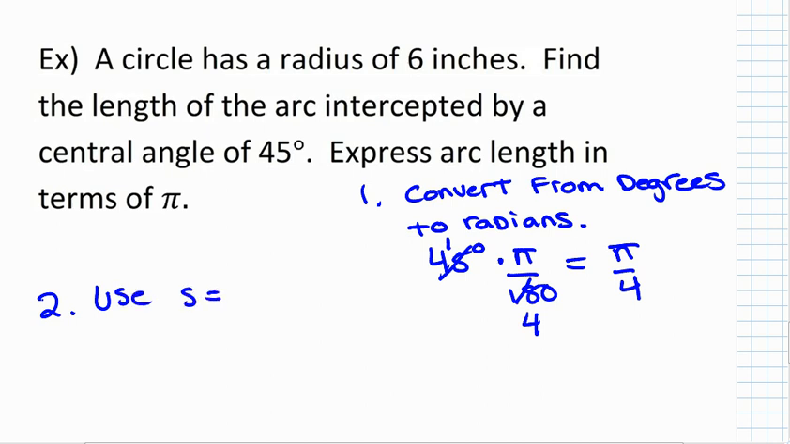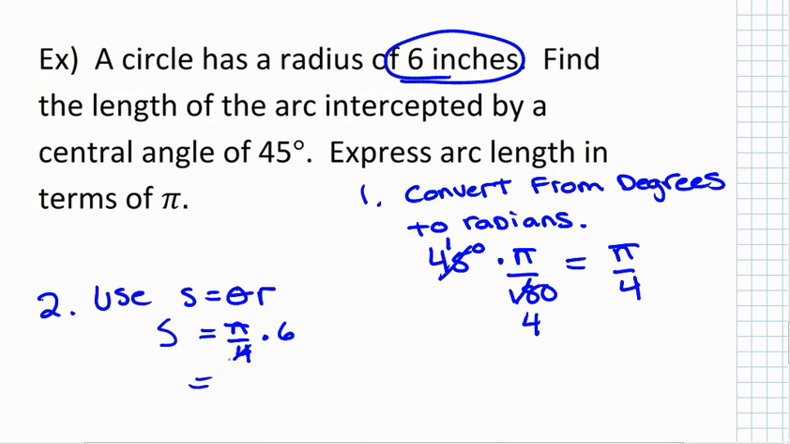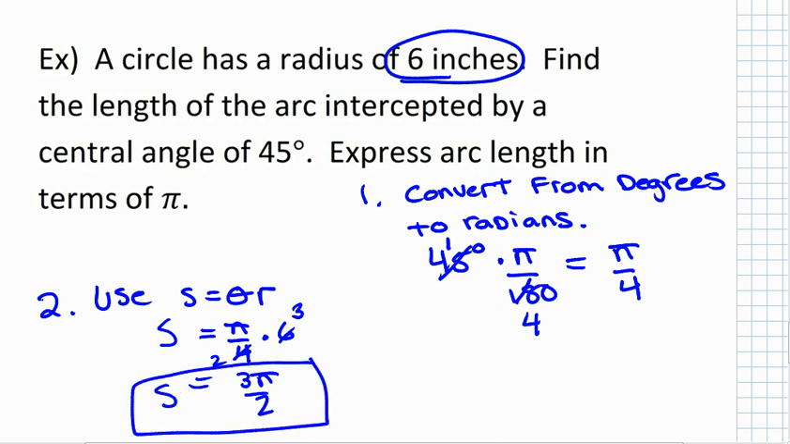So then, now you use the formula. So you use the fact that arc length is equal to theta times r. Remember, theta is your central angle, and that's pi over 4. R is your radius, and your radius here is 6 inches. And pi over 4 times 6. Notice 2 goes in there twice, 2 goes in there 3 times. So it's 3 pi over 2 is your arc length in terms of pi.